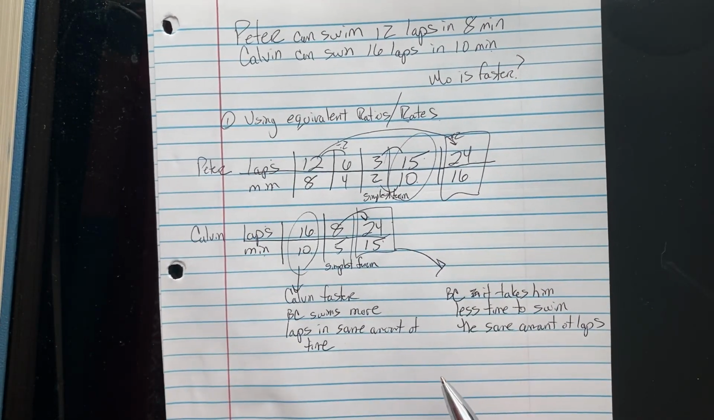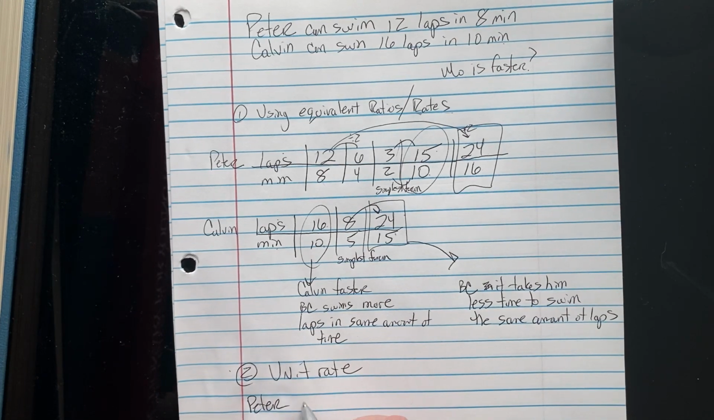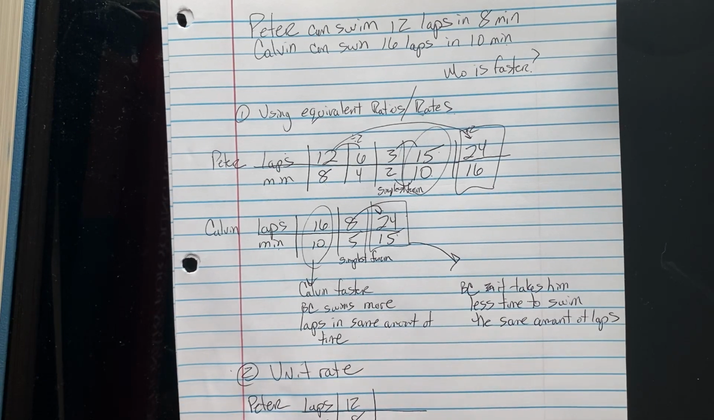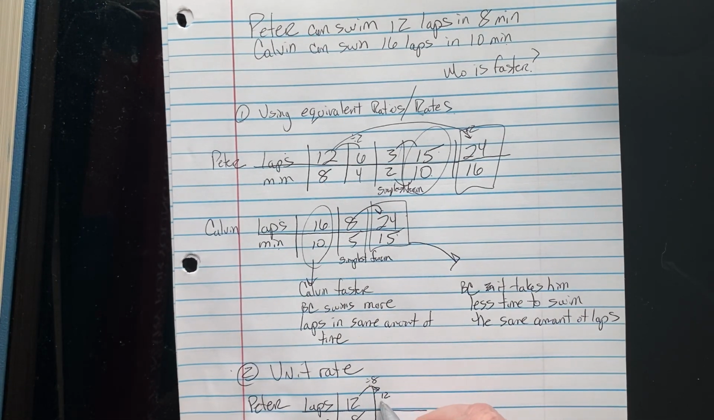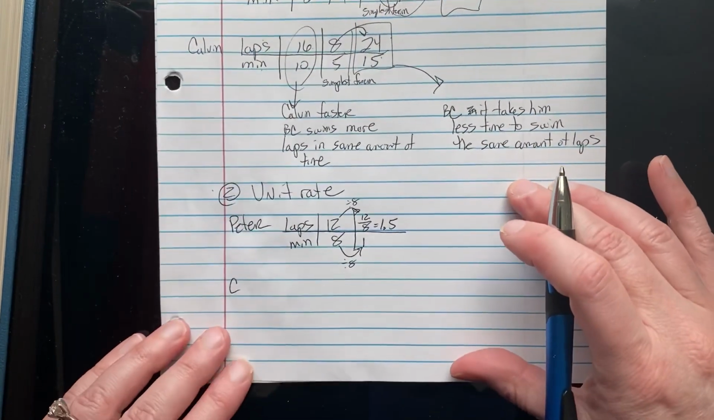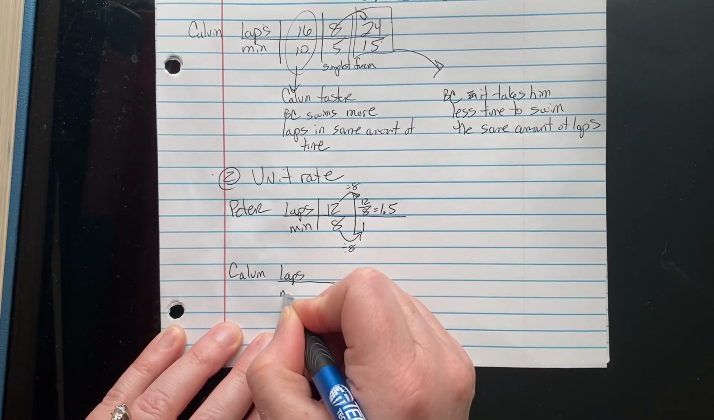The other way that I could do this is by using a unit rate. I have Peter, and I have his laps per minute, 12 to 8. I'm going to find how many laps he does in 1 minute. Now, here's where your calculator is going to come in handy. 12 divided by 8. Is 12 divided by 8 as a fraction? I'm just going to not try to think at all and get 1 and 5/10. I used my calculator.